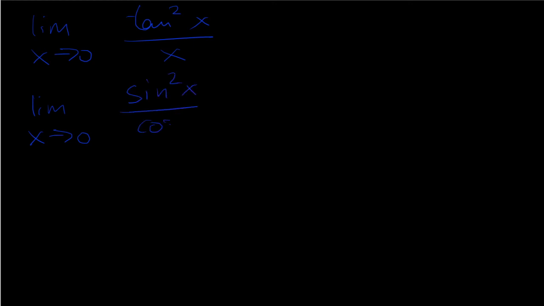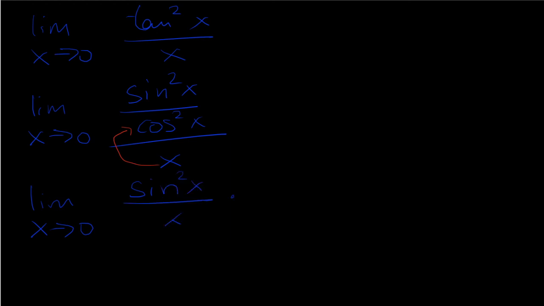Changing it up, if we have tangent squared instead, we can rewrite this in terms of sine and cosine. So we have sine squared over cosine squared all over x. Now this x is going to come up here. So we'll have the limit as x approaches 0, and we can rewrite it as sine squared x over x times 1 over cosine squared.